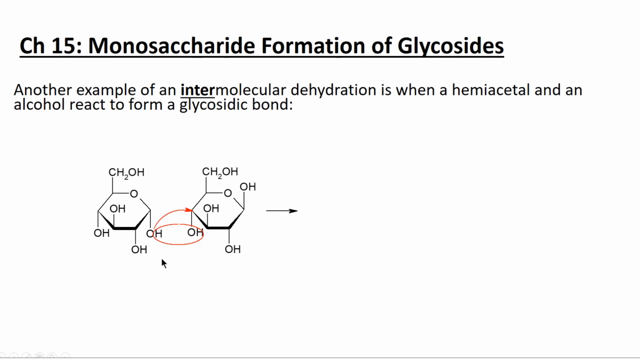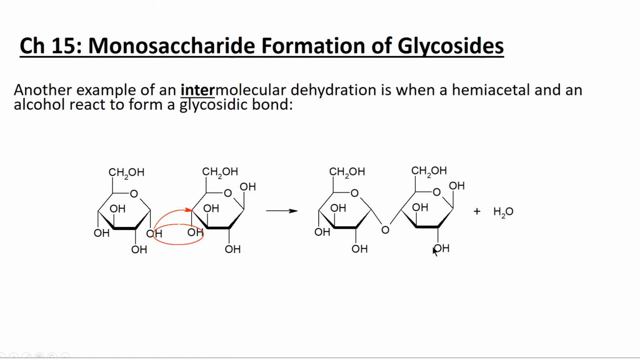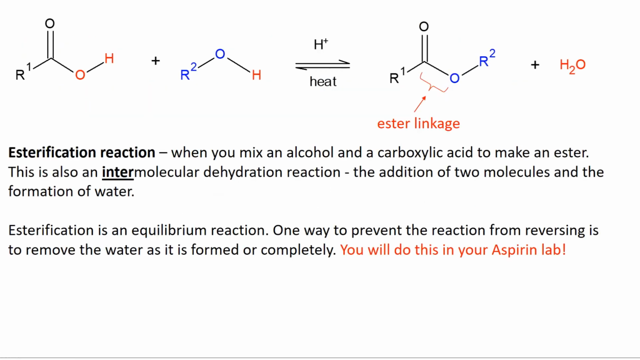We have two monosaccharides here. They're going to lose water in the process. Doesn't really matter which way you look at it: OH, OH, you're going to lose water during that process. That leaves one oxygen left over. This oxygen is then going to bond to this carbon, and that's how we form our glycosidic bonds. So again, we lose water in the process. This is a dehydration reaction. So, bringing it back to esters, let's take a look.